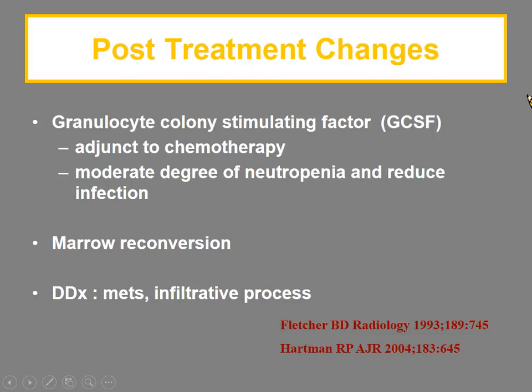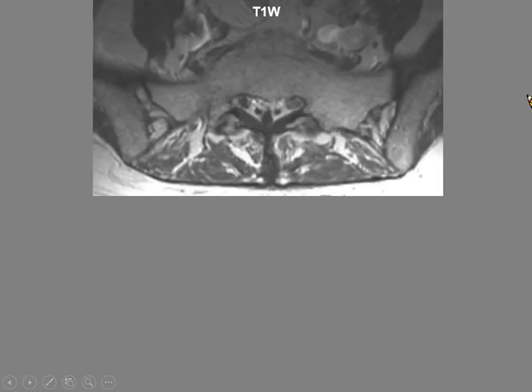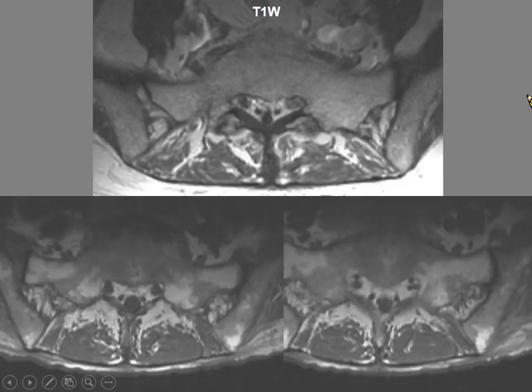But if you think about it, what it really does is it causes marrow reconversion. And this may sometimes be confused with an infiltrative process if you're not aware of this condition. Now, this is a case in hand. This is the MR spine. This is the marrow appearance in a patient post GCSF treatment. And this is the same patient a couple of weeks after GCSF treatment. And you can see how this can sometimes be confused with an infiltrative process or metastasis.